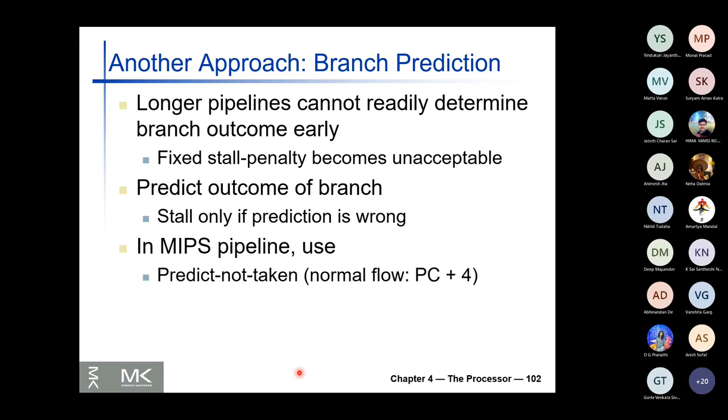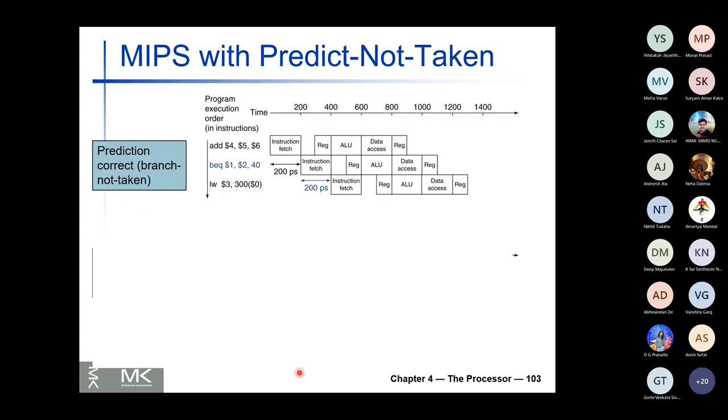Typically, we assume predict not taken, which is the normal flow. That means the next instruction would be the sequential one, which follows at PC plus 4. If so, we can just fetch the instruction directly after the branch, after one clock cycle, with no delay in the pipeline. Let us see what happens. We have a branch instruction and a load instruction here, and we just follow normally, processing one instruction in every clock cycle.